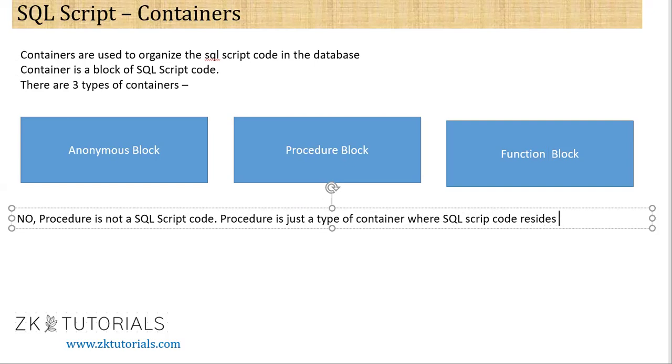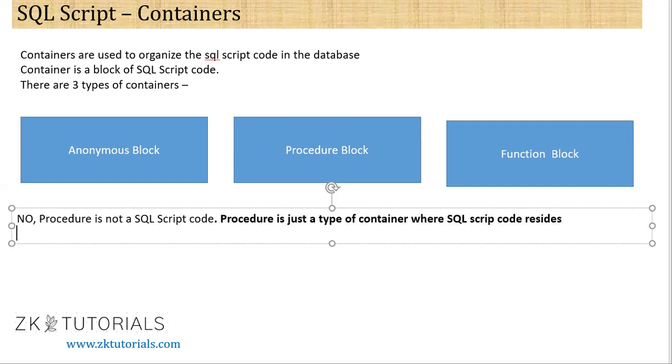Everybody, are you clear, guys? There is a big difference between saying procedure is a script code and saying procedure is a container. Procedure is just a container. I will highlight this. Procedure is just a container where SQL script code resides. It is just like another container which contains SQL script code, just like anonymous blocks and functions. The same code can be written inside a function.